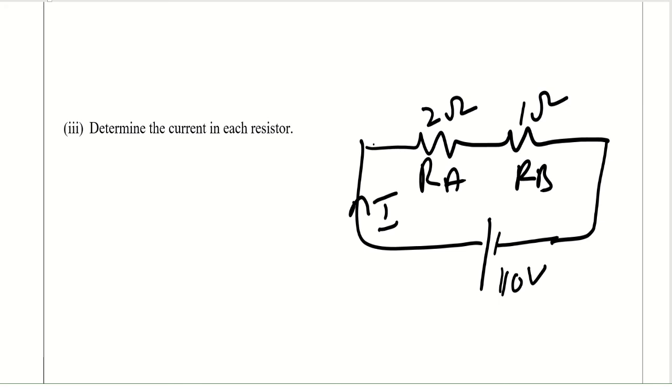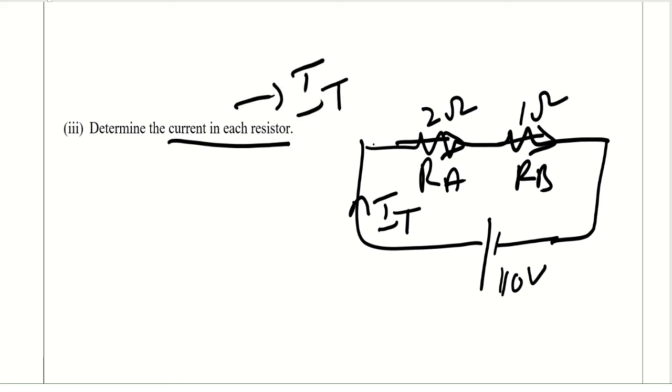Now the question says determine the current in each resistor. So what is the total current of the circuit? The same current is passing from here. This is the rule. So you have to find the total current here. Total means how much current is passing in this circuit. For this you have to use Ohm's law, V equal to IR, and you can say this is the total current.